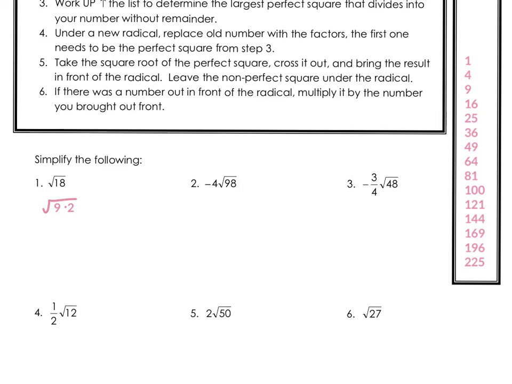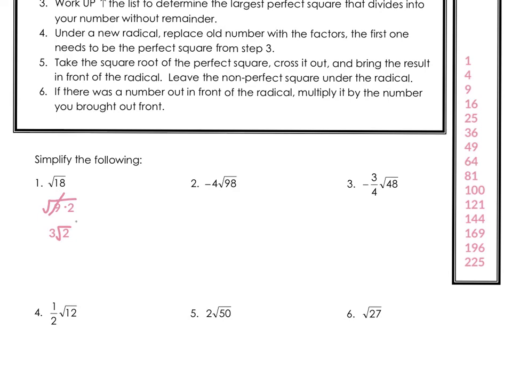Now I can take the square root of 9, so that can get crossed out. That means I'll put a 3 out in front of the radical, and the reason for that is because the square root of 9 is 3. And then under the radical, I can't take the square root of 2, so that has to stay under the radical. So that's my answer for the first one. Let's look at another one.